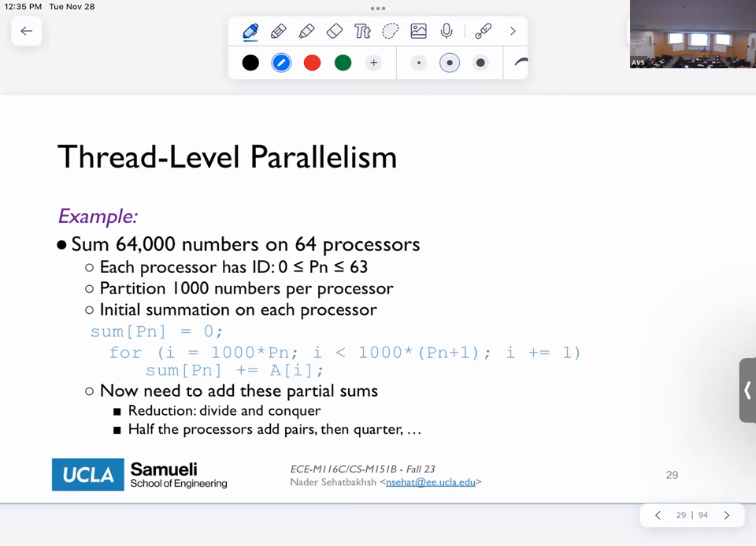None. 152 maybe? No? Anyway, so the idea of parallel processing is this.